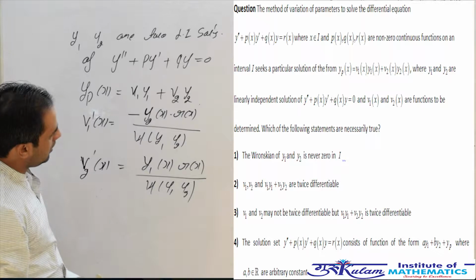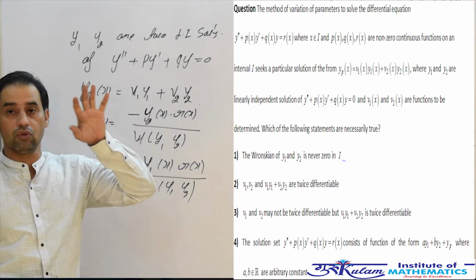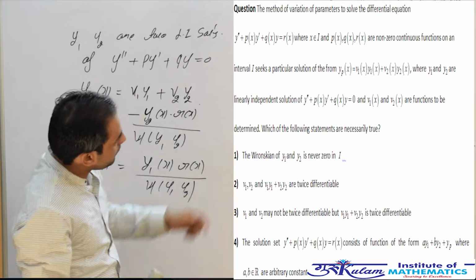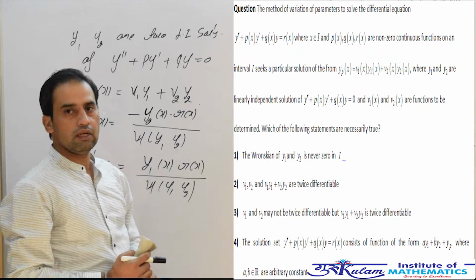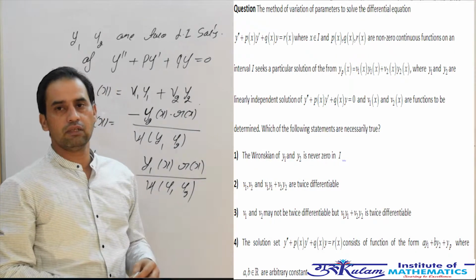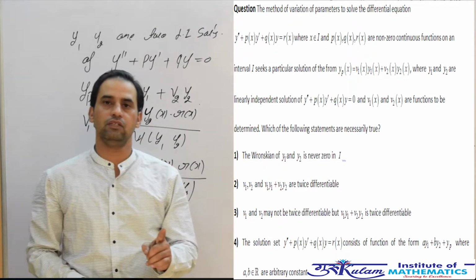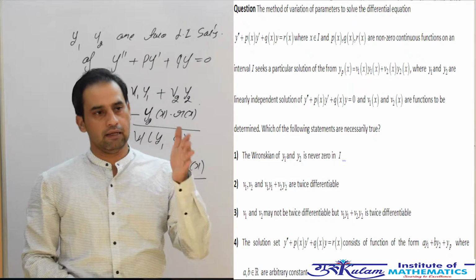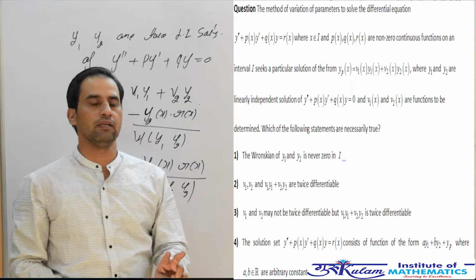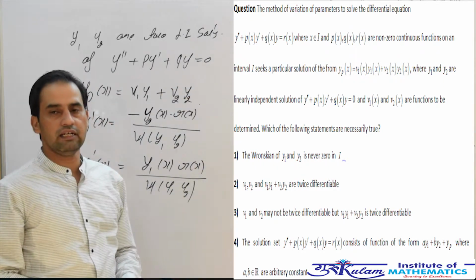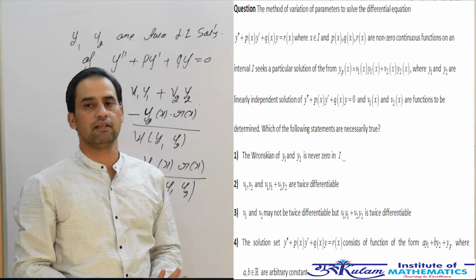Now come to the options. The first option: the Wronskian of y1, y2 is non-zero, since y1, y2 are two linearly independent solutions of the homogeneous linear equation with p and q continuous. We know that the Wronskian of any two solutions is either identically 0 or never 0, and the Wronskian is non-zero if and only if the solutions are linearly independent. Since y1 and y2 are linearly independent, the Wronskian must be non-zero. So your first option is definitely a correct option.